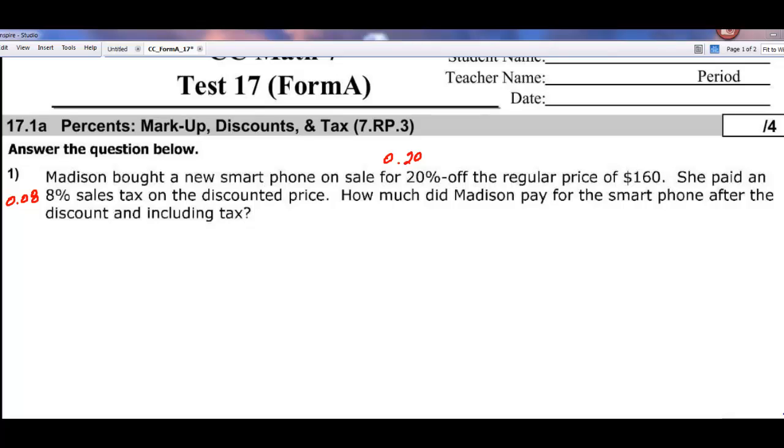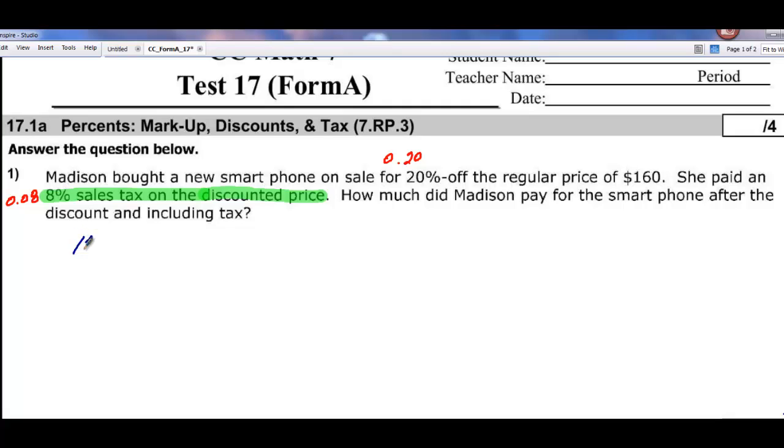It says Madison bought a new smartphone on sale for 20% off the regular price of $160. She paid an 8% sales tax on the discounted price. And that's another important thing to make sure: do you understand how the things are being set up? This is the tax, 8% sales tax on the discounted price, not the $160. That's a common mistake. So let's go ahead and start getting some information into our problem.